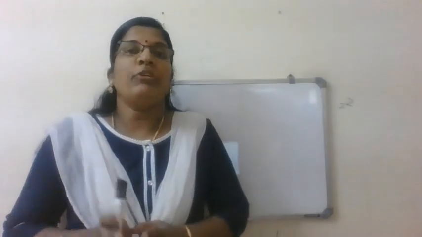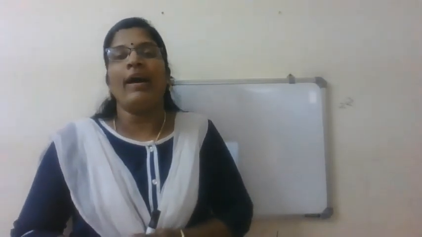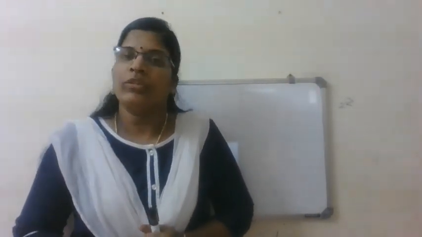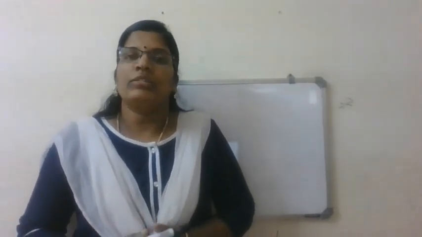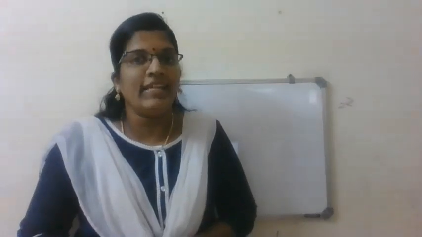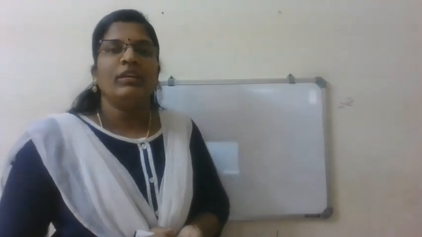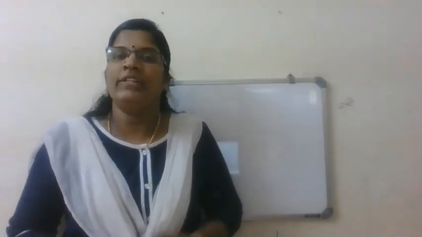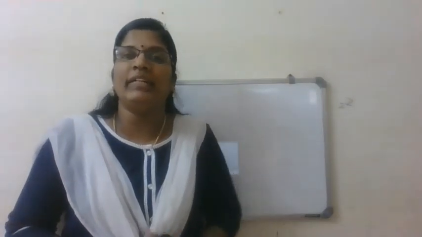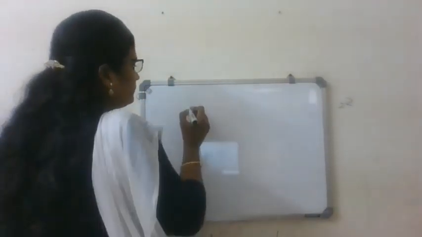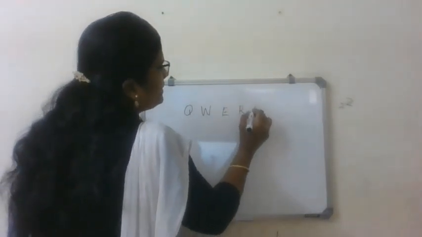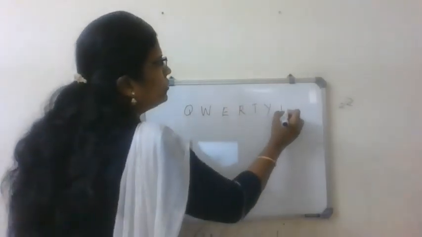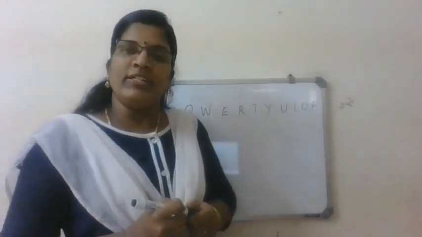The alphabets in the keyboard are allocated in 3 rows. Do you remember how many rows are there? 3 rows. The first row, do you remember what keys are there in the first row? It's a QWERTY keyboard, right? Because of the letters QWERTY in the first row: Q, W, E, R, T, Y, U, I, O, P. These are the alphabets in the first row.